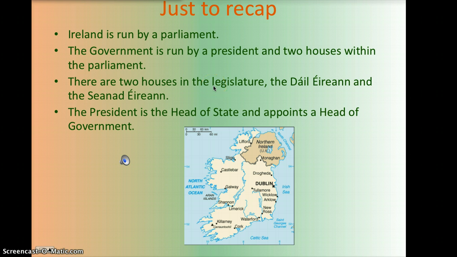So just to recap, Ireland is run by a parliament. The government is run by a president and two houses within the parliament. There are two houses in the legislature, the lower house and the upper house. The president is the head of state and appoints a head of government.